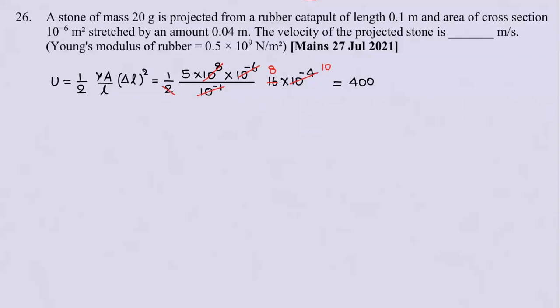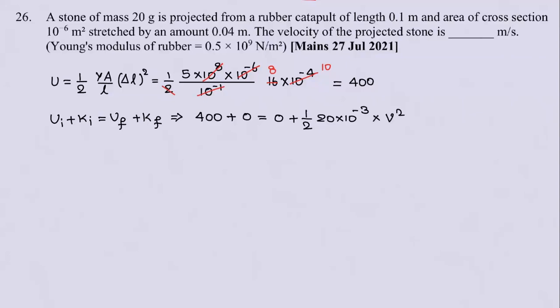If this energy is converted to kinetic energy, let me write the formula. U initial plus K initial is equal to U final plus K final. That implies initial potential energy is 400 in the string. Kinetic energy is 0. Finally, string will be relaxed. Of course, there will be some loss in energy, sound and all these things, but ignore. Kinetic energy is half m, 20 into 10 power minus 3 kg, V square. That's what we need to calculate.